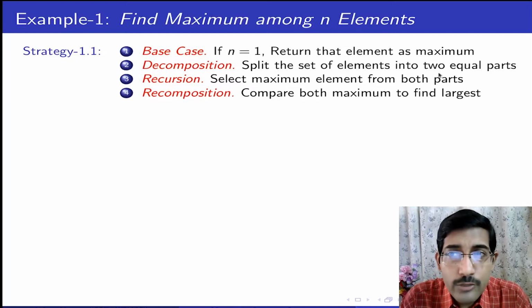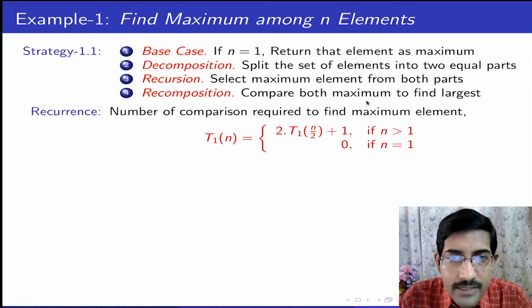So first I will split it into two equal parts, find the maximum from both parts, and then compare those two part maximums to get the largest. So this is a recurrence or recursive problem solving way, because I am splitting it, I am finding the same thing again and again over the subparts, and then composing, or finding the maximum among the answers.